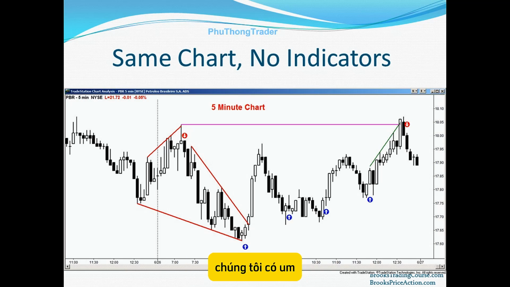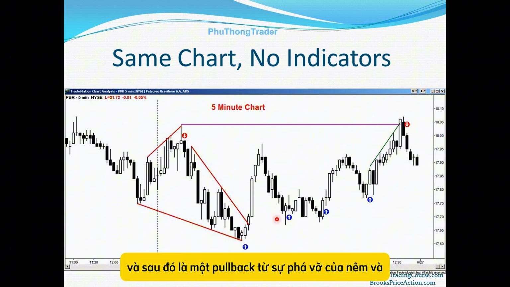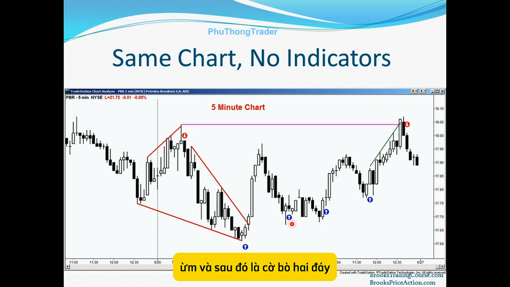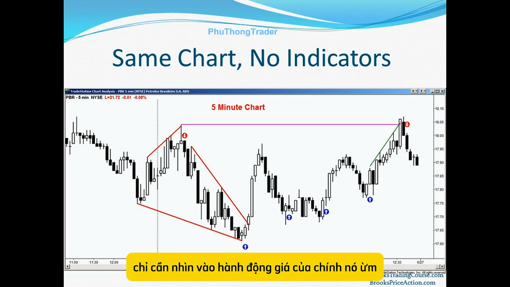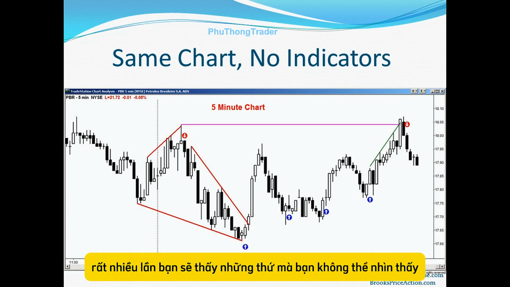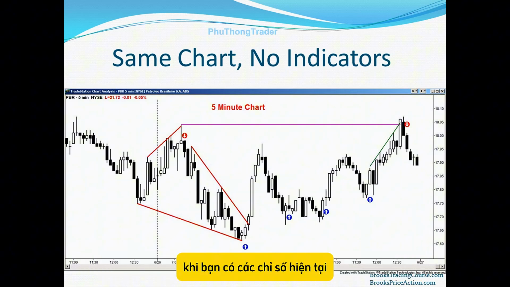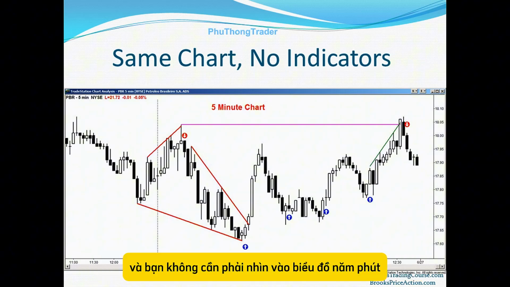We have a decent looking wedge over here, and then a bull spike, and then a pullback from the breakout of the wedge, and then a double bottom bull flag, another breakout, and another pullback. So if you get rid of all the indicators and just look at the price action itself, a lot of times you'll see things that you cannot see when you have the indicators present. And you don't have to look at the 5-minute chart. You can look at any kind of a chart.